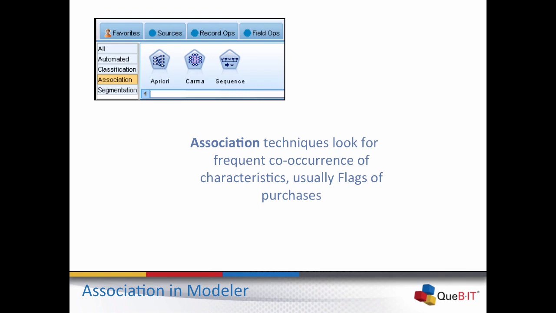In Modeler, here are our options. We can use Apriori or CARMA, two algorithms that are capable of this. But then there's a third one that's a little bit different. So let's talk about it. The sequence node doesn't just say if A occurs, B also frequently occurs. It goes one step further and says if A occurs, B is likely to occur at some point down the road.